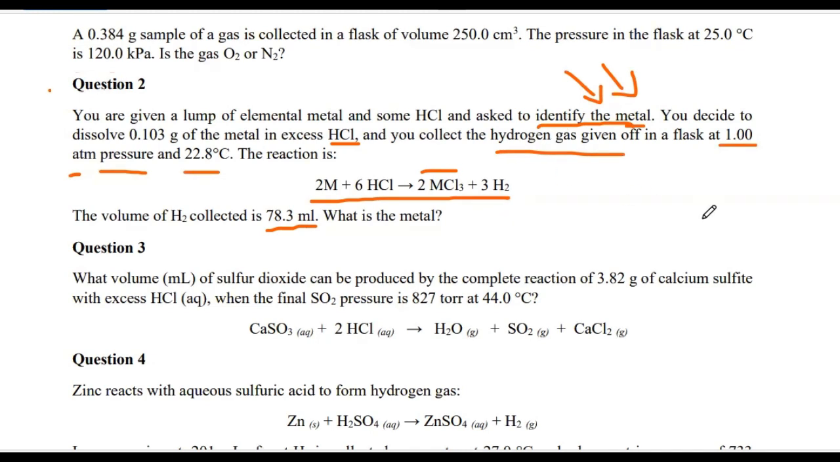So let's find that, okay? Here it means we first have to find the moles of this hydrogen. Then, after finding the moles of hydrogen, we can do a mole ratio of this metal and this hydrogen to know the number of moles of this metal. Once we get the number of moles of this metal, we combine it with the mass of the metal to get the molar mass. And once we get the molar mass, we find the identity of this metal.